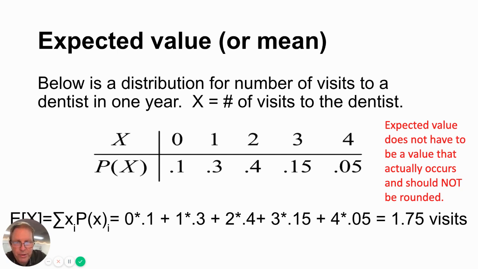Now, when you do this, you don't have to show all of these things that you're adding. All you have to do is show the first two in the series and then write plus ... and your equal sign. Again, be sure to include units at the end and do not round expected values. The expected value does not need to be one of the values for x.